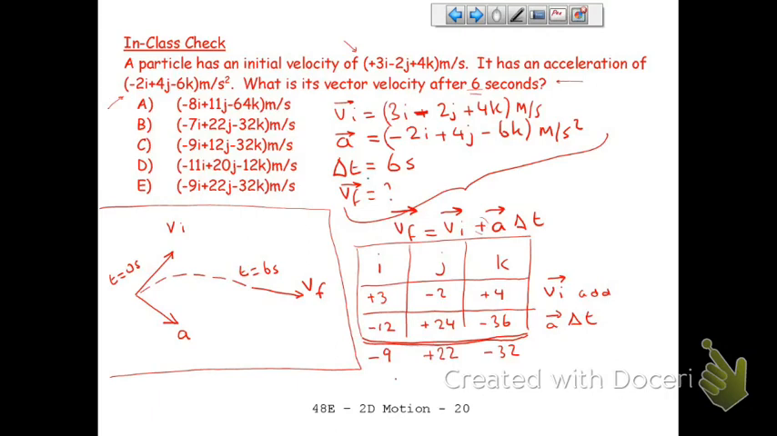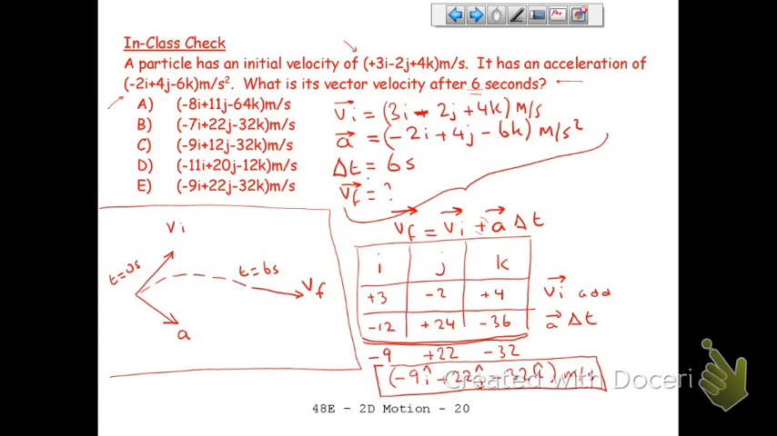So my answer is minus 9i plus 22j minus 32k. And that's a velocity, so that's meters per second. Don't want to forget my units. And then I put it in a box so that I can find it.